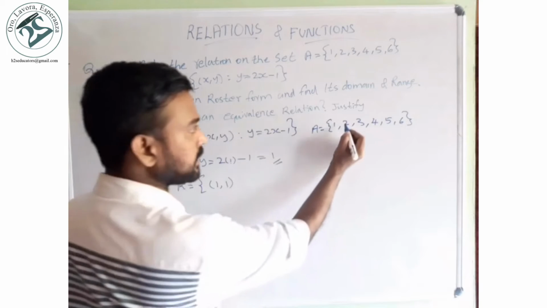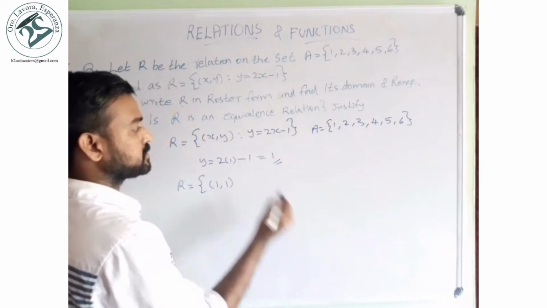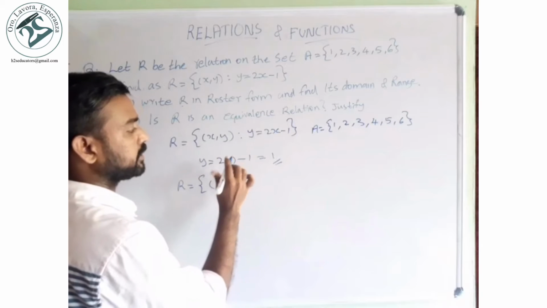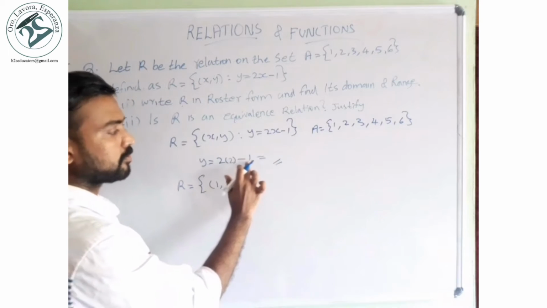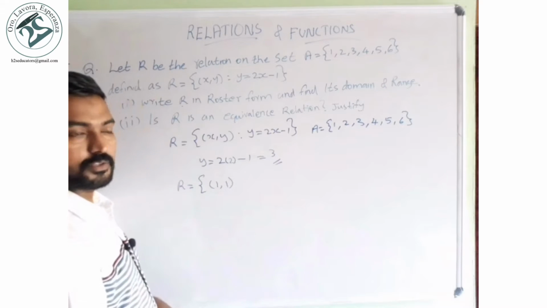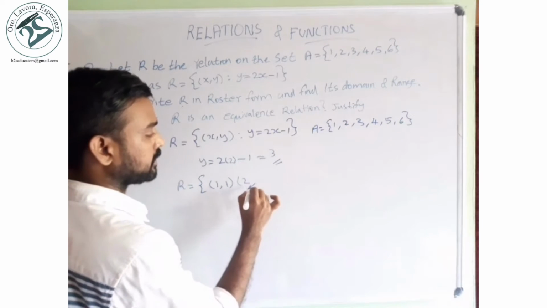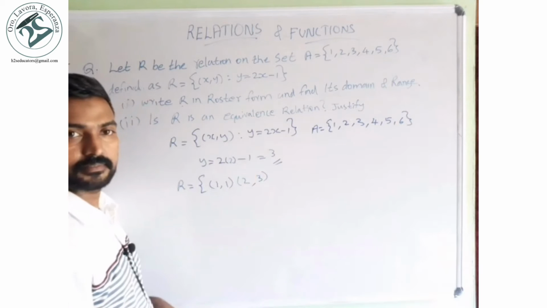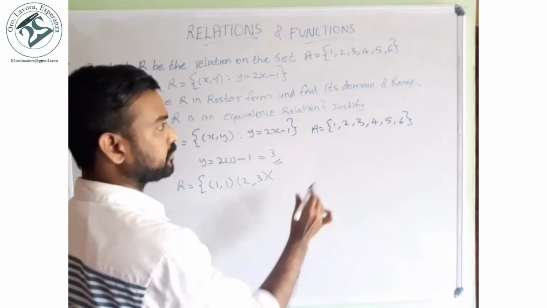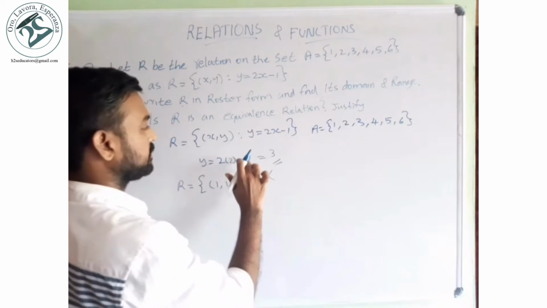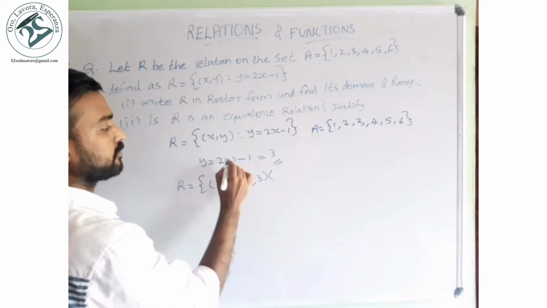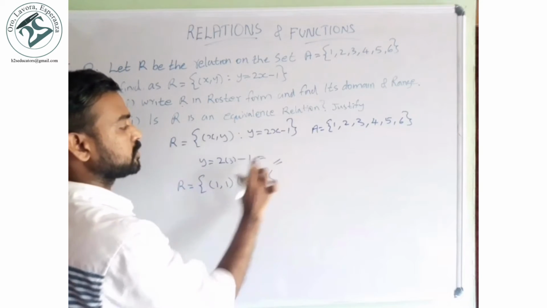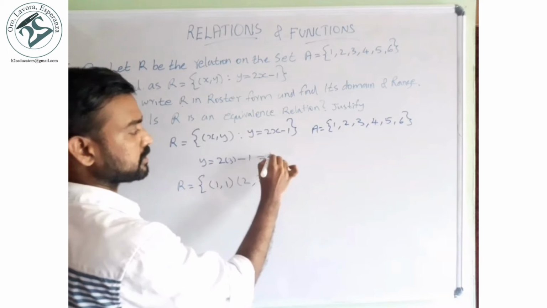Now select the second element, 2, as x. Instead of x we are giving 2. So what will be the answer? 2 twos are 4, 4 minus 1 is equal to 3. So when we select 2, the answer is 3. Similarly, when we give x as 3, in the place of x we are giving 3. So 2 threes are 6, 6 minus 1 is equal to 5.